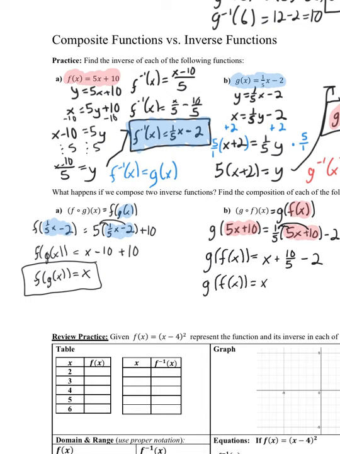And then I get x plus 2 minus 2. Well, x plus 2 minus 2 is x. So that's one thing we'll notice when we do a composition of functions. I can use compositions to prove two things are inverses.